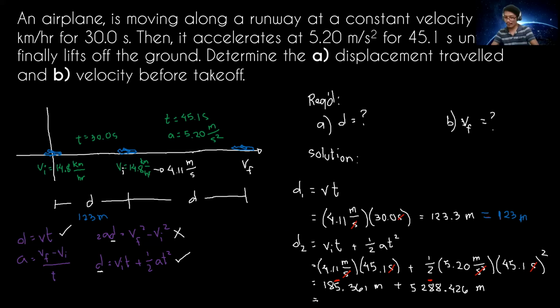That is equivalent to 5,473.787 meters. Okay? But take note, hindi yan final answer because we will follow the rules of significant figures. This is addition. And the rule for addition is least precise, the farthest to the left. This is ones, this is tenths. So that means hanggang tenths lang dapat tayo. So hanggang dito lang dapat sa 7 kasi siya yung farthest to the left.